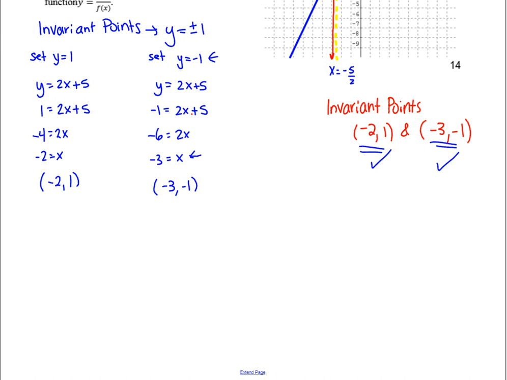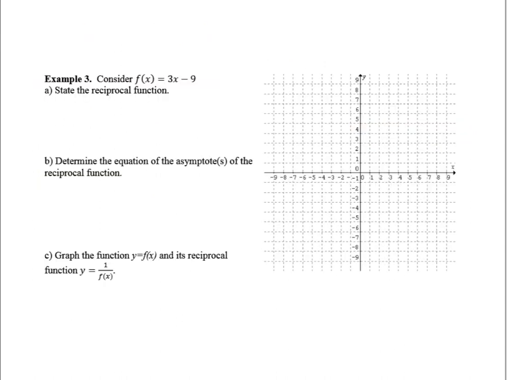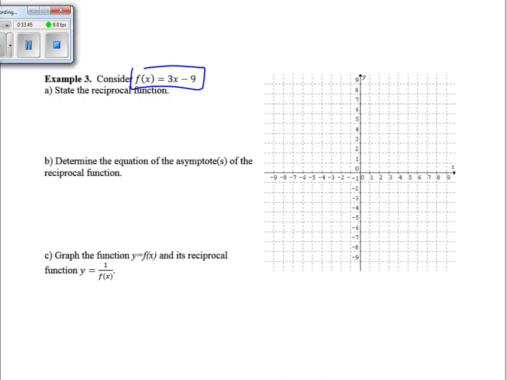Okay, last page. Are you ready to try one on your own? No? Not at all? Can you start by graphing just y equals 3x minus 9 then? Okay, start by graphing that at least. You can do that. Okay?